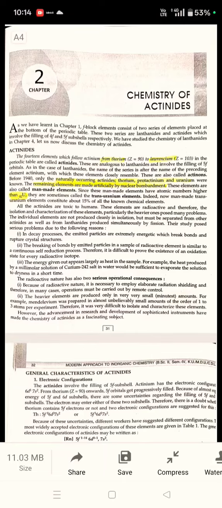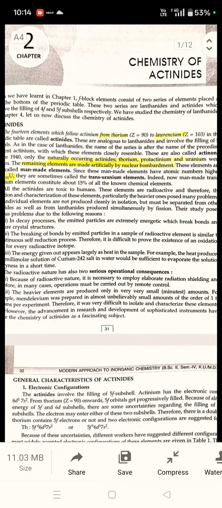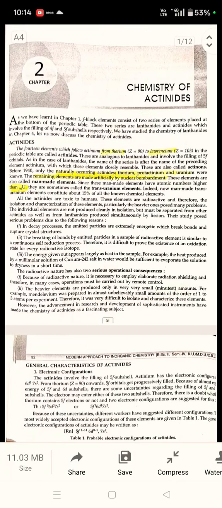All the actinides are toxic to humans. These elements are radioactive, and therefore the isolation and characterization of these elements, particularly the heavier ones, poses many problems. The individual elements are not produced cleanly in isolation but must be separated from other actinides as well as from lanthanides produced simultaneously by fission. Their study poses serious problems due to the following reasons.